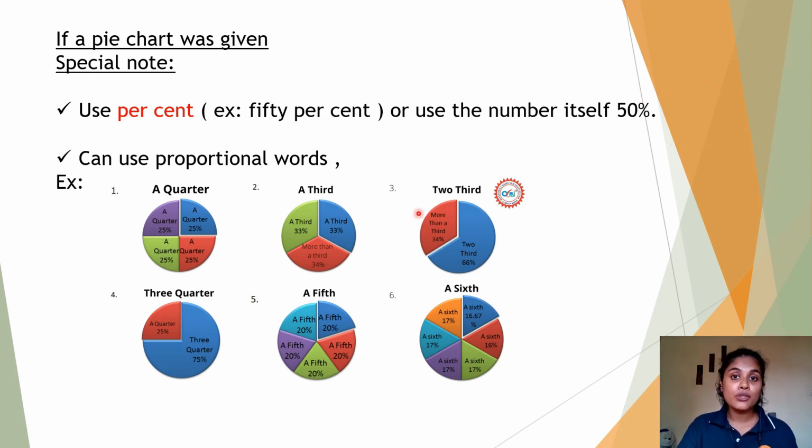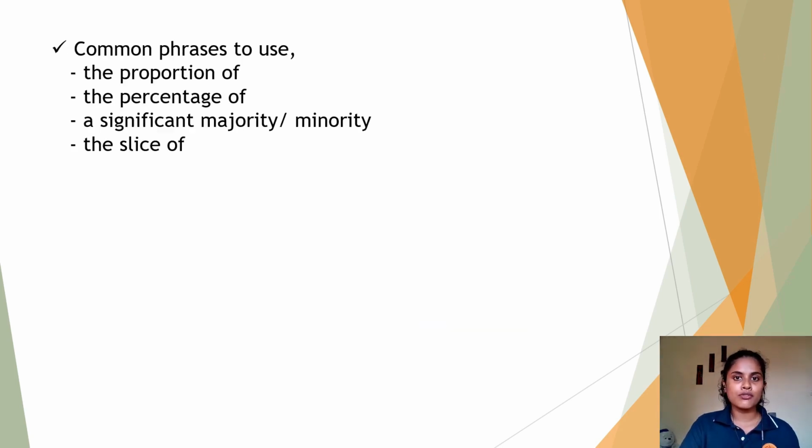And also you can use proportional words. Proportional words means a quarter, a third, two thirds. Like you can see there are proportions here. The slices show how much of the amount has been separated, through a third, two thirds, three quarters, a fifth, or a sixth. Likewise, you can use proportional words to describe the pie chart. If you can see that there is a trend, you can use proportional words in that type of situation.